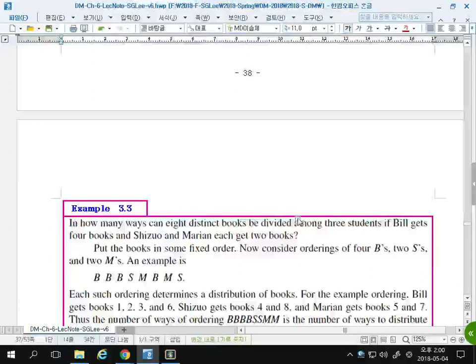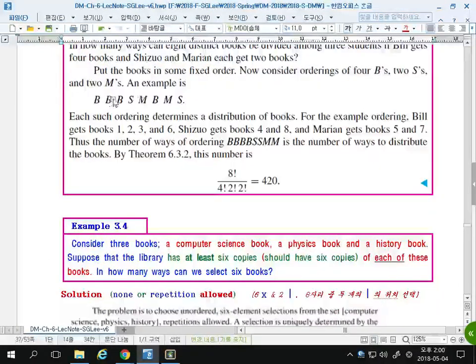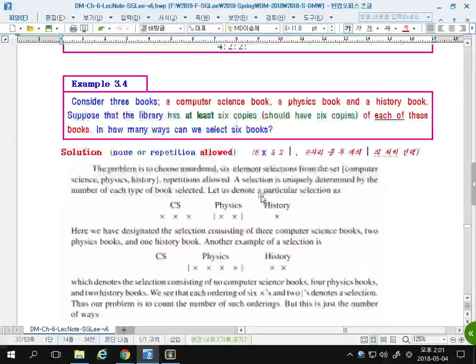Next, a similar problem. We have 8 characters, so 8 factorial. We have 4 B's, 2 M's and 2 S's, and there is no other letter. So this is just a consequence of the earlier theorem.